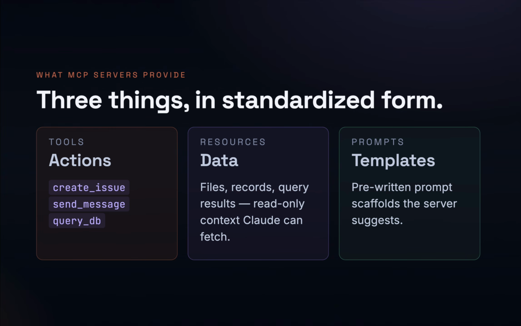An MCP server gives Claude three kinds of capabilities in a standardized form. First one is tools. These are the actions Claude can take. For example, create an issue, send a Slack message, query the database. Second is the resources. These are the pieces of data Claude can pull in for context. For example, files, records, query results. And the third is prompts. These are the template instructions the server can offer Claude, like a starting point for common workflows. That's all there is to it.